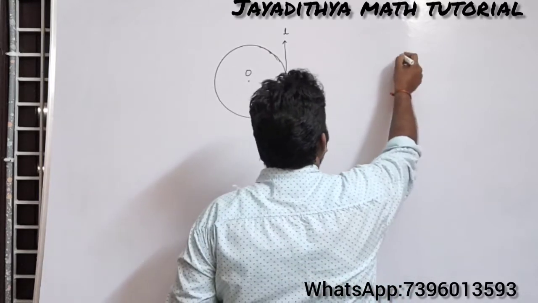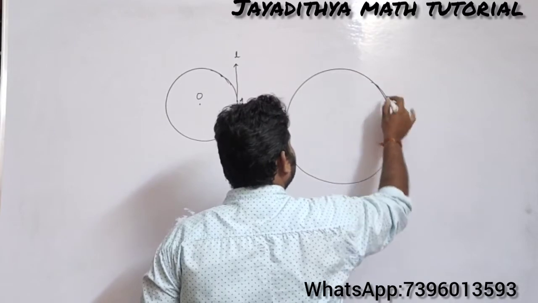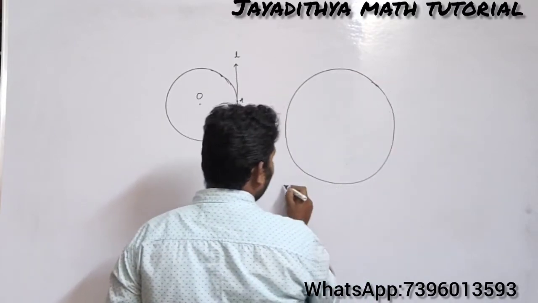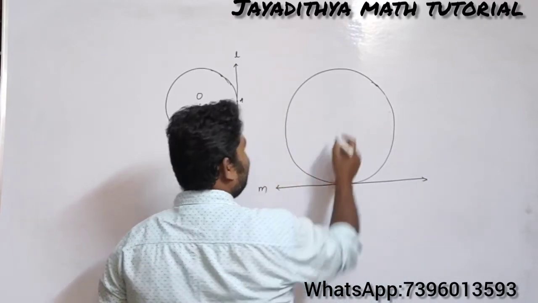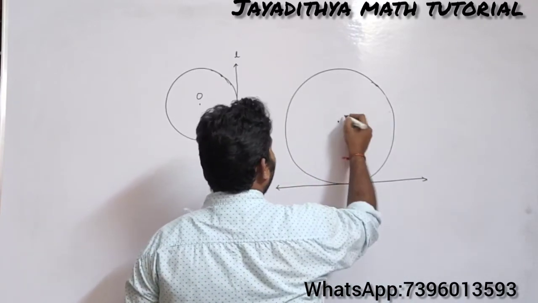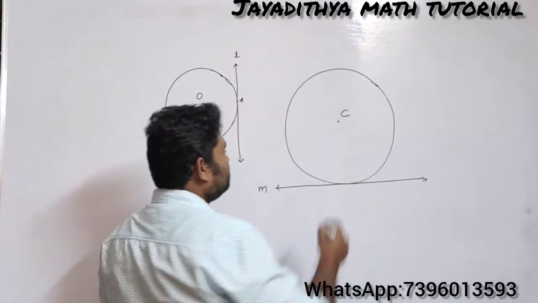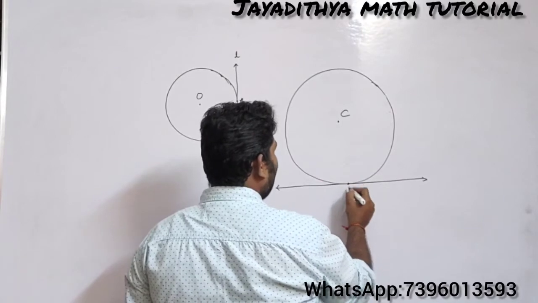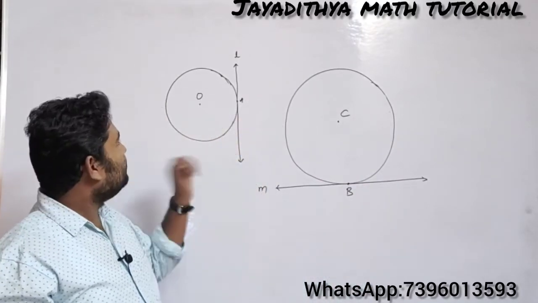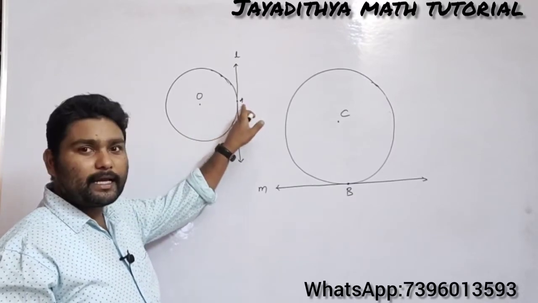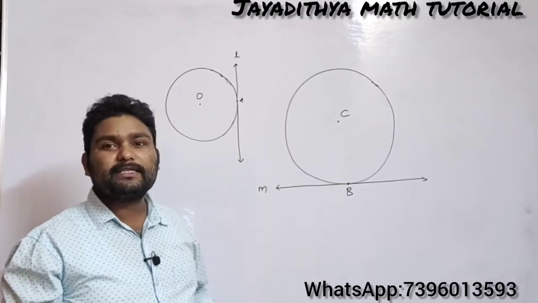Let me draw one more circle. This is a circle, and for this circle also let me draw a tangent. I am taking this tangent as M. Let us take the center as C, and the point of contact is B here. So here we can see two circles, and the point of contact is A for the circle with center O, and the point of contact is B for the circle with center C.